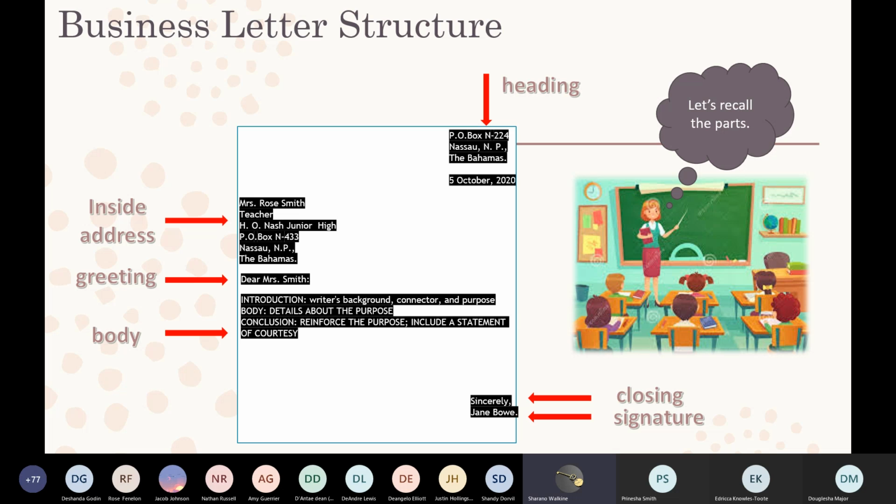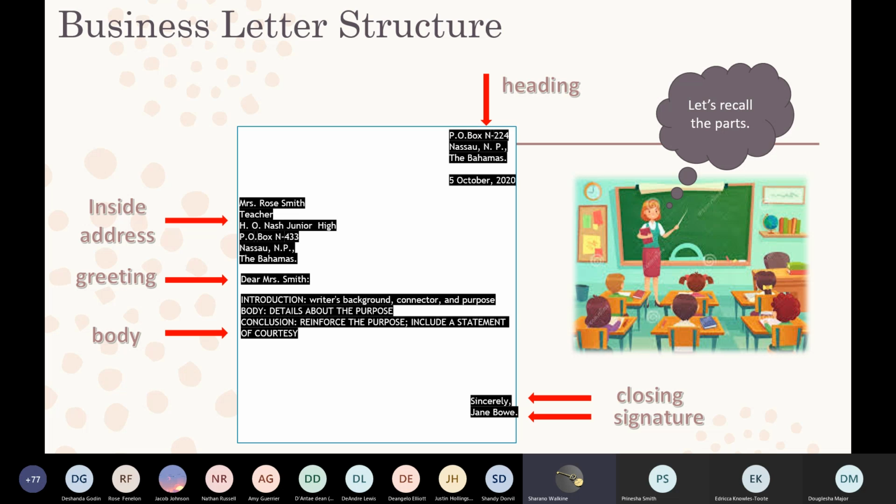For the inside address, I know we've given end of term exams where you asked students to write a formal letter, and some students begin with "dear." They don't even have the heading, the date. They don't have the inside address, nothing. They just say "dear."